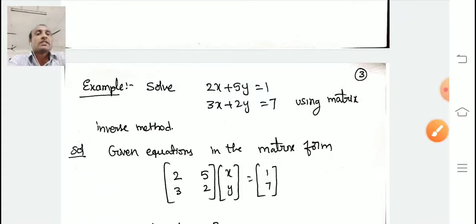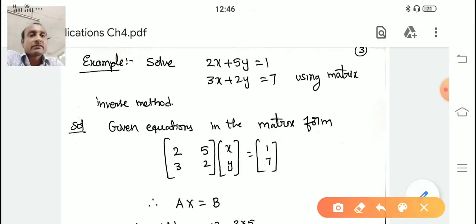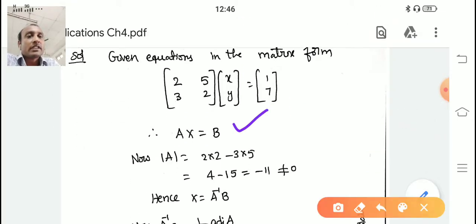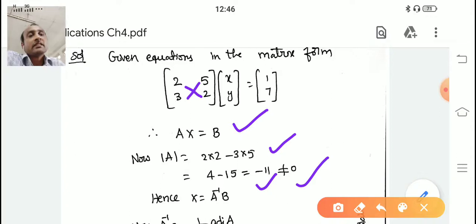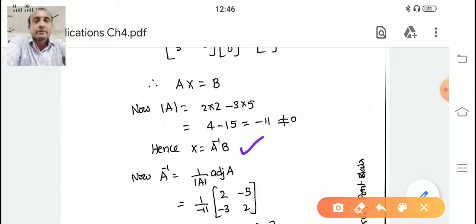Next, solve the given equations using the matrix inverse method or matrix method, whatever they mention. First, express the given equations in the matrix format: 2 5 3 2, x y, equal to 1 7. After expressing that as Ax is equal to B, we find out det A first. 2 2s are 4 minus 15, which is minus 11, which is not equal to 0. That means the inverse exists. That means I can write x is equal to A inverse B. So, we will have to find out A inverse.